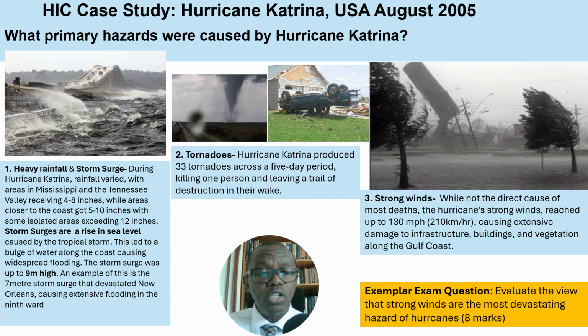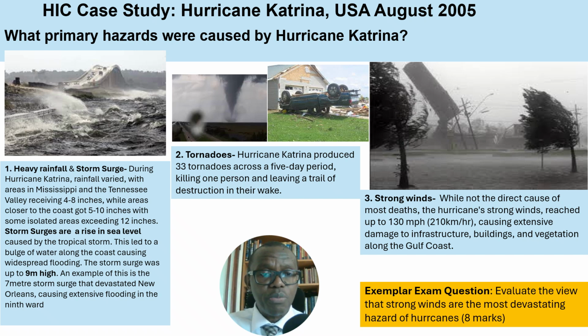This led to a bulge of water along the coast, causing widespread flooding. Now you can see that this picture is showing a tropical storm surge, and this is quite a lot of water to arrive at a coastline, especially a low-lying one. The storm surge here was actually up to 9 meters high, and an example of this is a 7-meter storm surge that devastated New Orleans, causing extensive flooding in the 9th Ward.